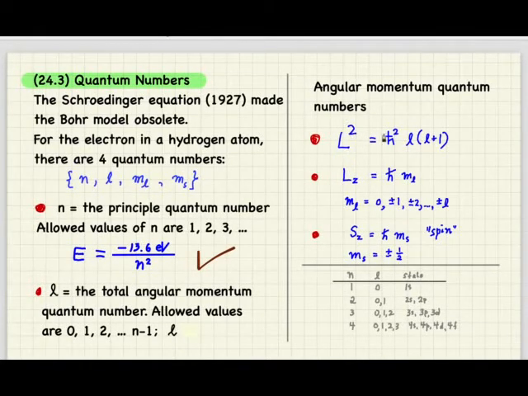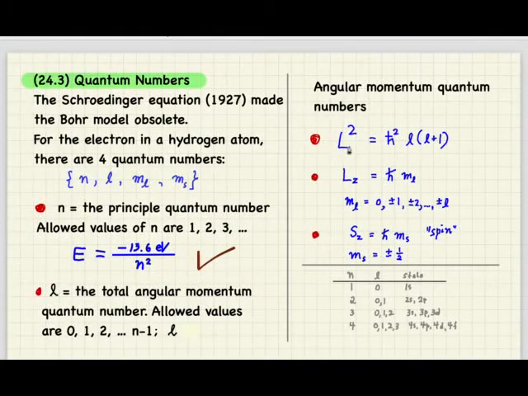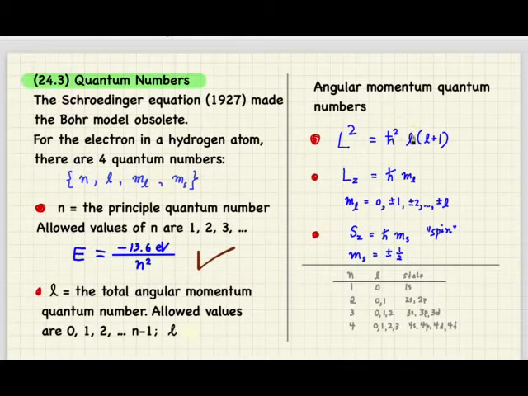L squared is h bar squared l times l plus 1. See, it's a little bit different than in the Bohr model. In the Bohr model, Bohr assumed that L is h bar times n. Well, in the Schrodinger equation, treating the electron as a wave, L is h bar times the square root of l times l plus 1. And l, well, there are various possibilities.